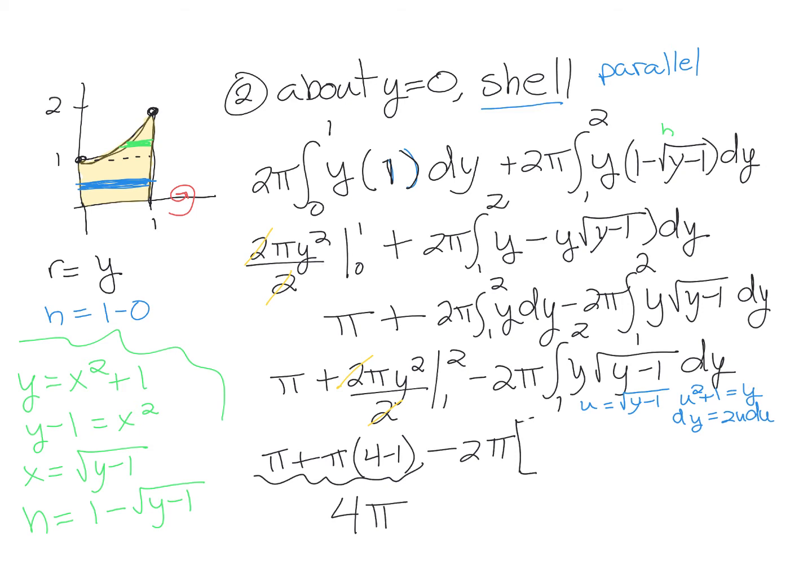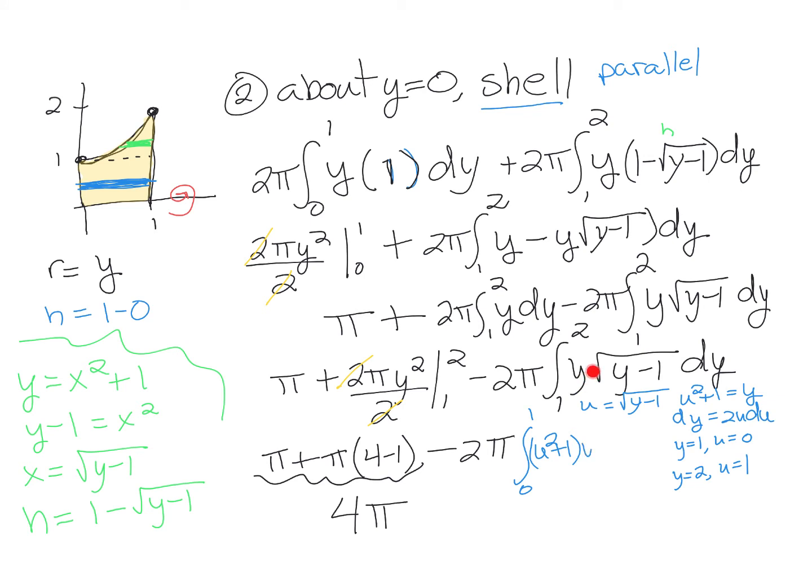When I plug all of that stuff in and I integrate again, I'm going to need to change these limits if I'm going to change it to u, right? So looking at this equation right here, if y equals 1, then u equals 0. And if y equals 2, plug a 2 in here, I get the square root of 1, so u equals 1. That changes my limits. It's actually going to make everything much easier. So now I'm going to integrate, instead of from 1 to 2, because I'm doing it with u, I'm going to integrate from 0 to 1.